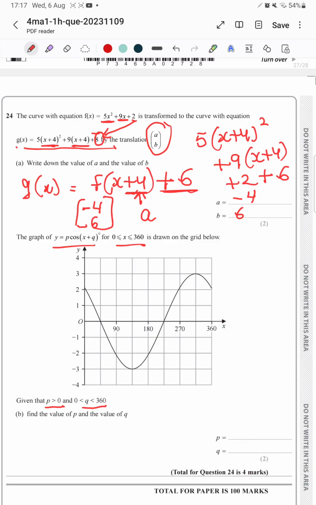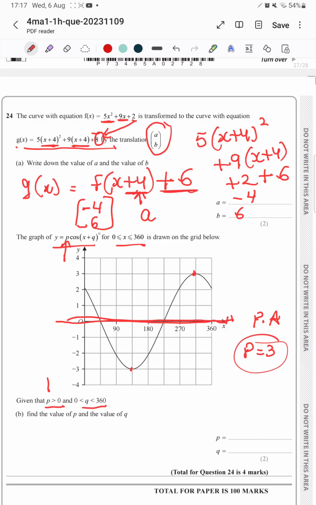Now if you see, first, p is related to the amplitude, how far about the principal axis it goes up or down. And this is the principal axis, because the graph is symmetrical about this axis. So this is my principal axis. How far is it going up? 3 units up and 3 units down. So p is, because amplitude is always greater than 0, 3.